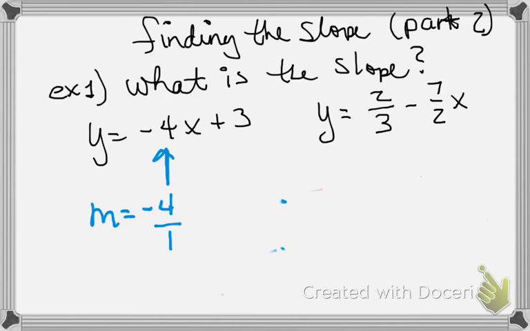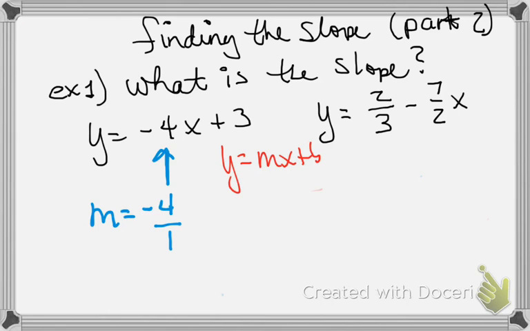So let's look at the other one. I rearranged it a little bit on you, because sometimes they will rearrange it, and you have to put it in the slope-intercept form to find the slope. Remember, the slope-intercept form is y equals mx plus b. The m, x and b all have to be on the same side. The y is by itself.